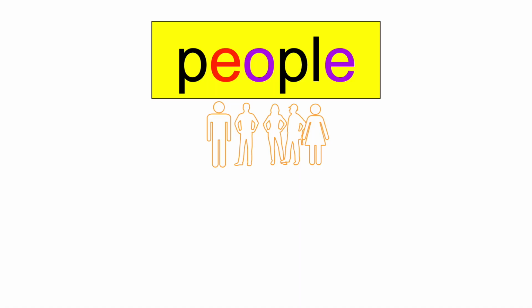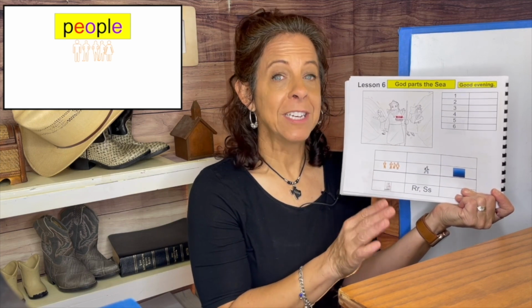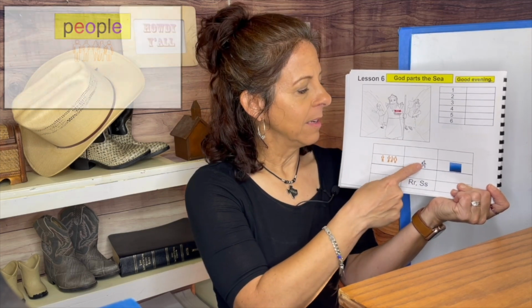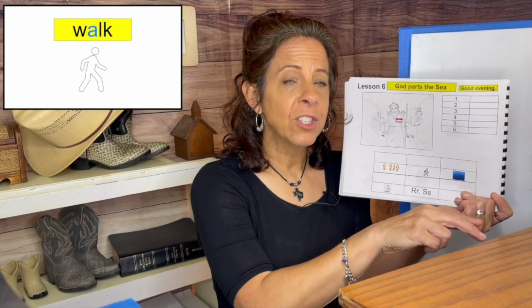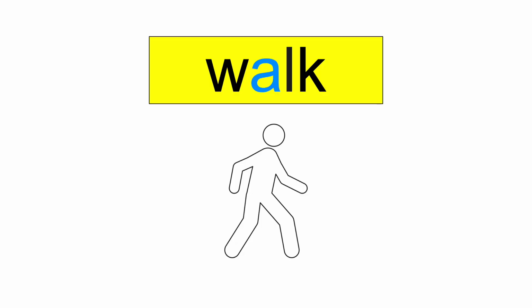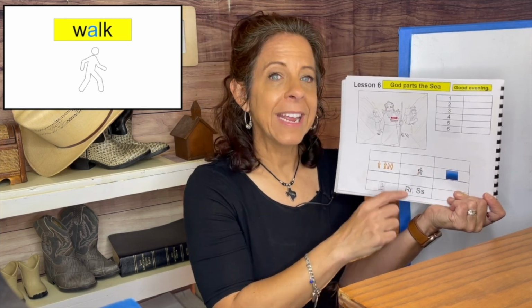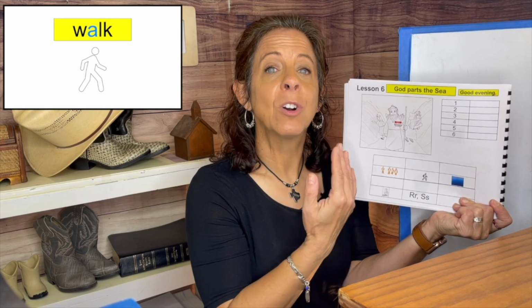Words in the story. People. One person, more people. No S, new word, people. Verb, what we do: walk. Already happened: walked.